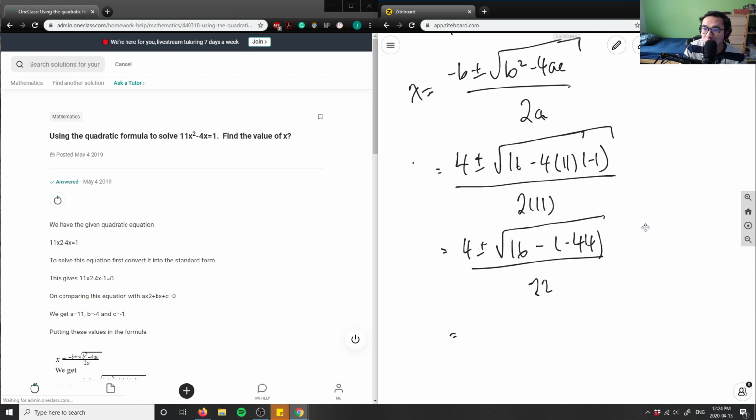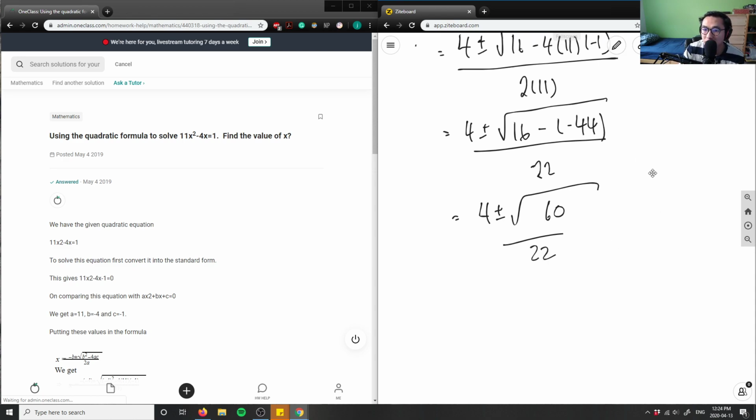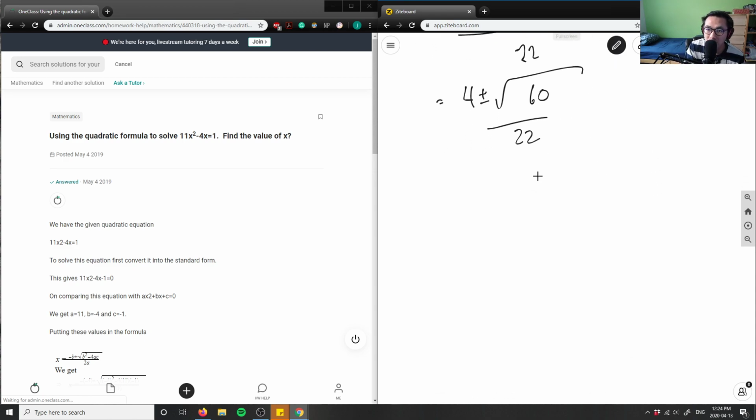I'm going to simplify the square root even further: 4 plus minus, and then 16 minus negative 44 gives me 16 plus 44, which is simply 60. So this is root 60 over 22. Now we can split this up into plus and minuses. Our first root would be 4 plus root 60 over 22, and the second root is 4 minus root 60 over 22. So those are my solutions.